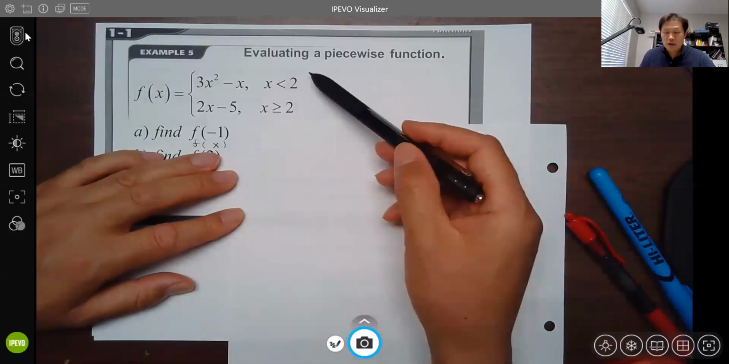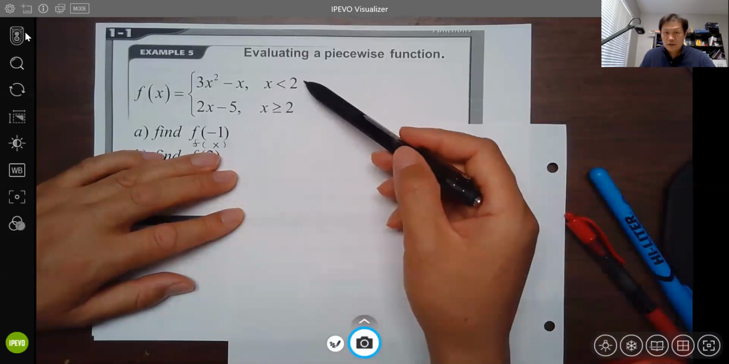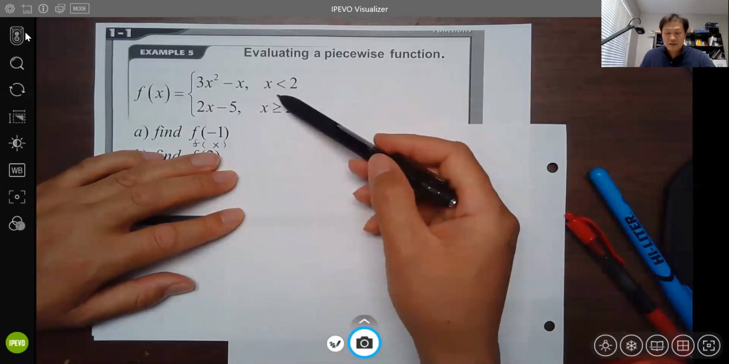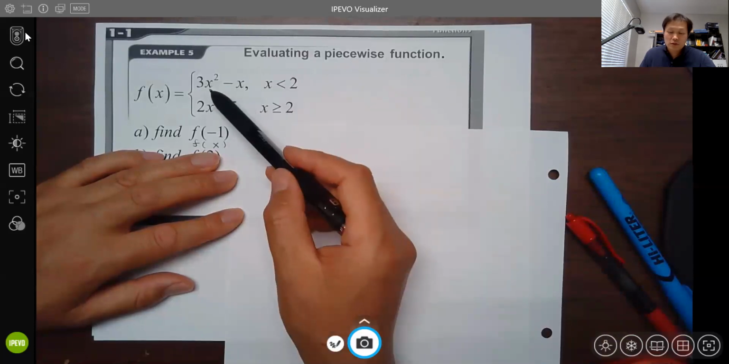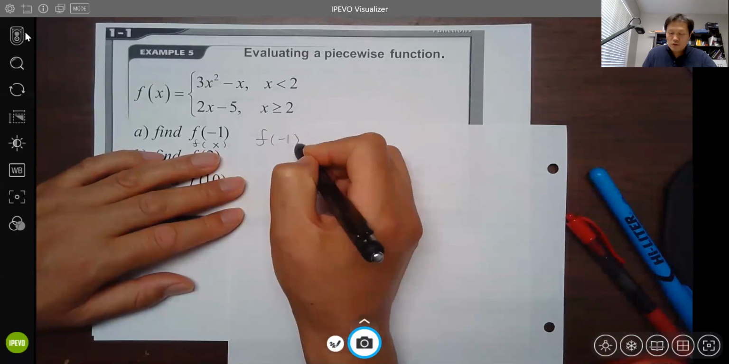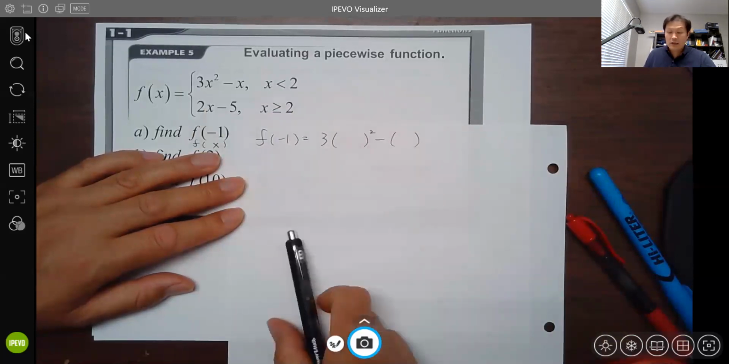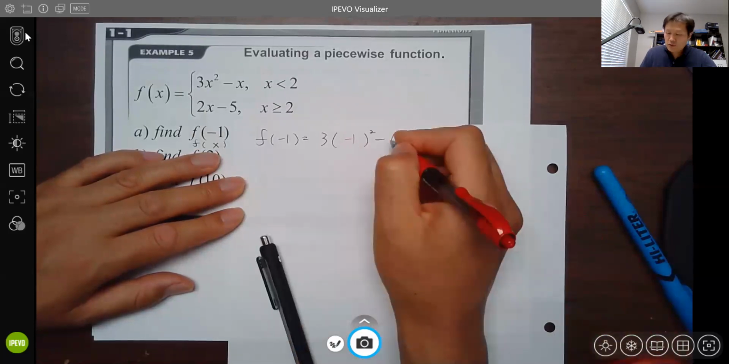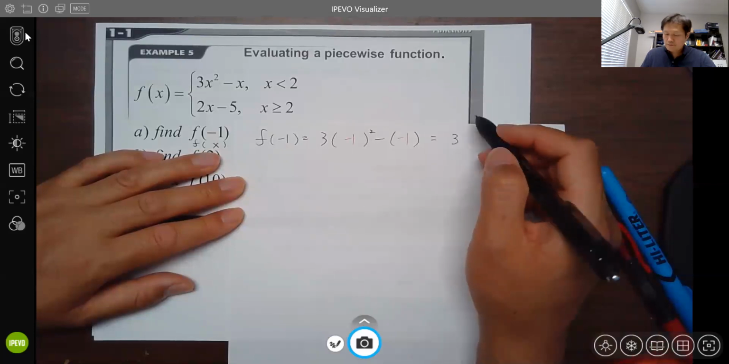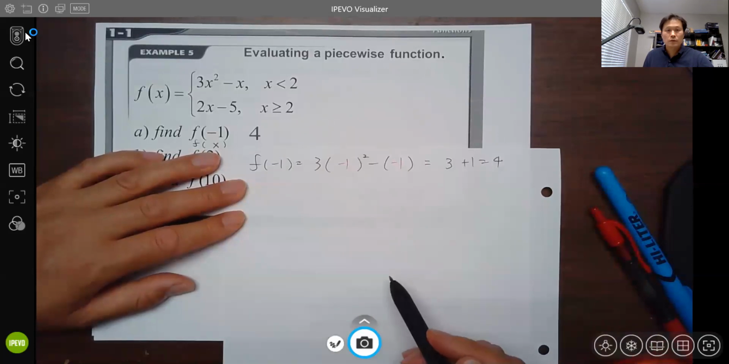You have to check the inequality on the right. Is minus 1 less than 2 or greater than or equal to 2? Minus 1 satisfies this, less than 2. So you plug minus 1 in here. So f of minus 1, you plug it into 3 times minus 1 into here. Evaluate it, it will be 3 plus 1 equal to 4. That's how we get 4.